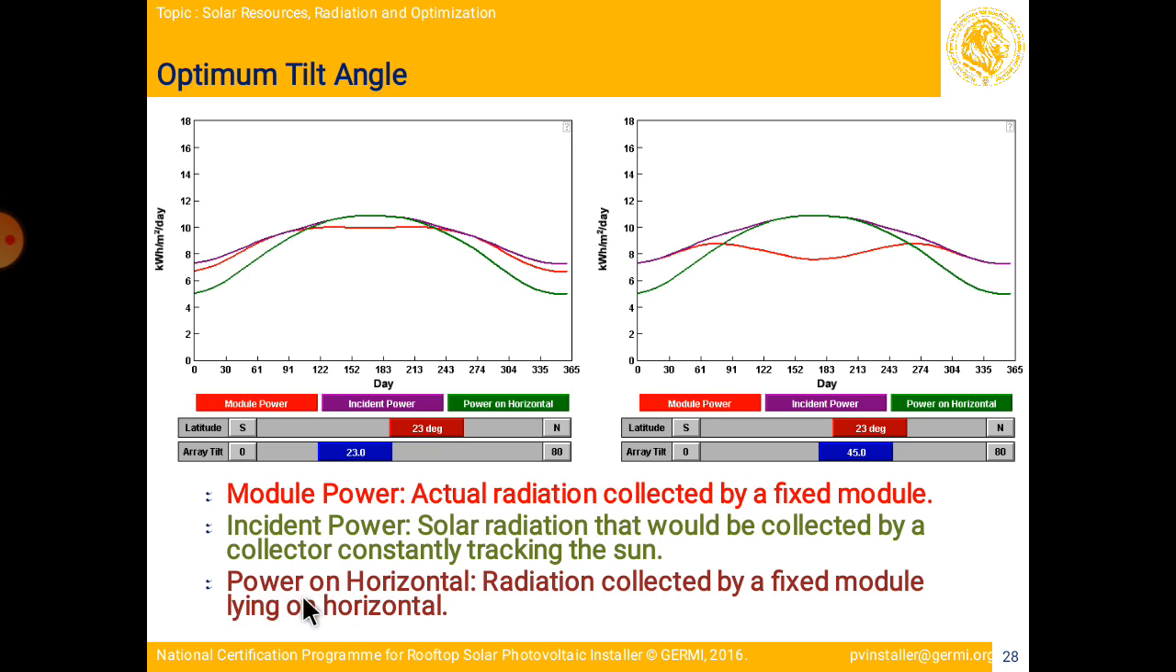Now the power on the horizontal is the radiation collected by the fixed module. This graph is showing how many kilowatt hours per meter square per day we have received at the different tilt angles during the day.